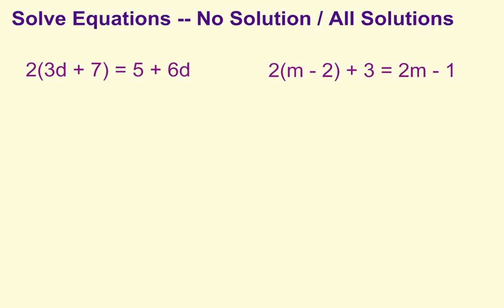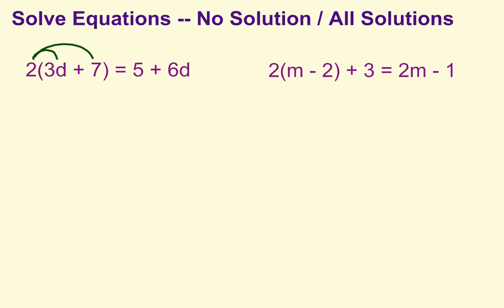I want to show you a couple of equations where we solve for our variable and end up with a no solution or all solutions answer. To start these out, we don't really know what's going to happen with this example, so we just start solving like we normally would. On this first example, I see a set of parentheses, so I'm always going to distribute first.